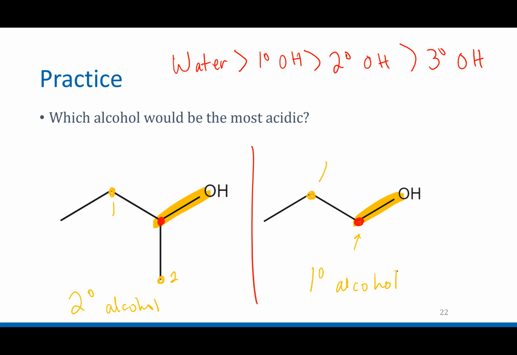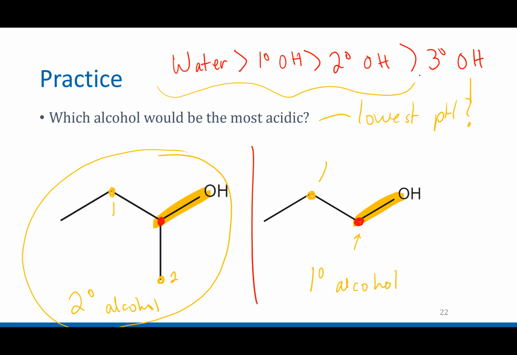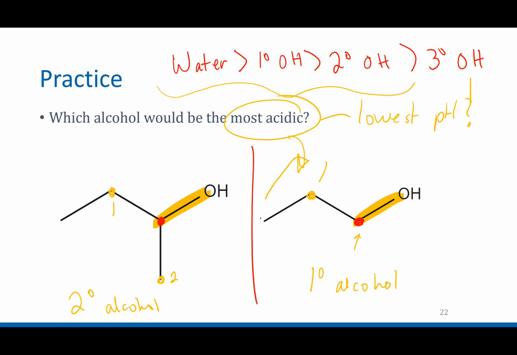So if I asked you, like in the lab tomorrow, which do you think would have the most acidic properties? Remember, most acidic would have the lowest pH. Well, it would be the secondary one, this one. And the reason is secondary alcohols are weaker than primary. This is my list up here of the order of how strong they are. So water would be a little stronger, then it's primary, secondary, and tertiary. So 2 is weaker than 1. So, sorry, I'm saying which would be the most acidic. It would be this guy.